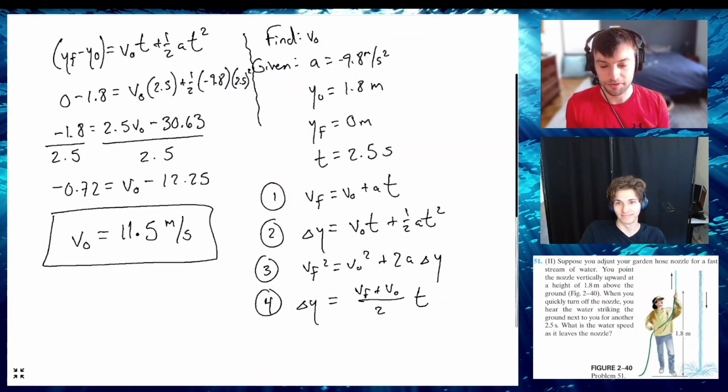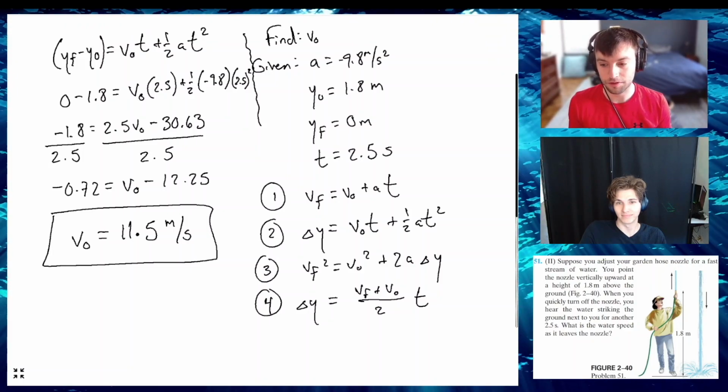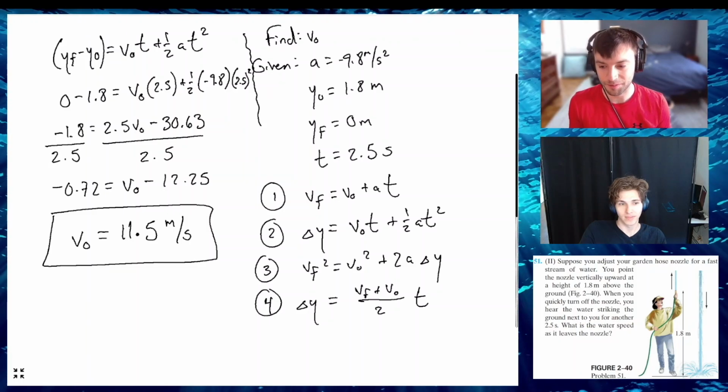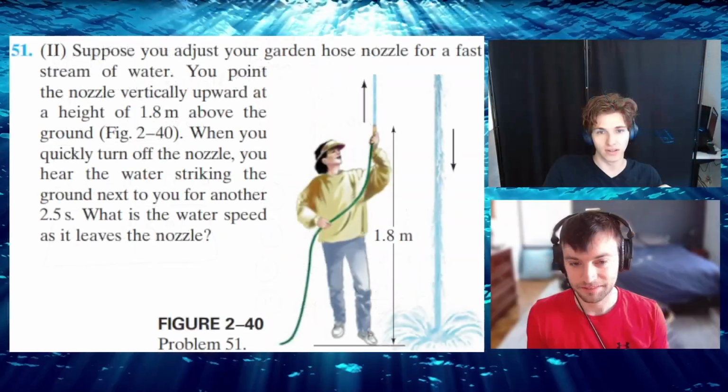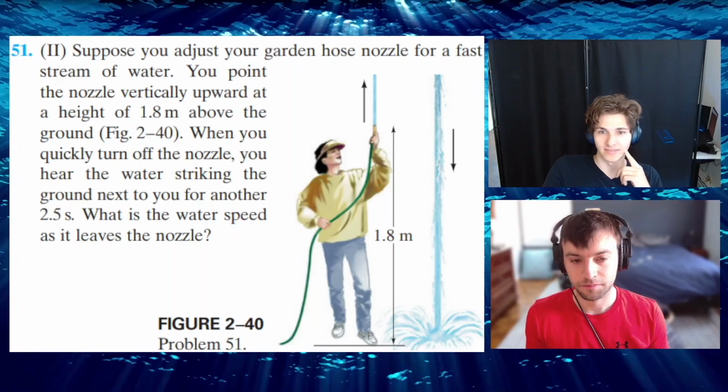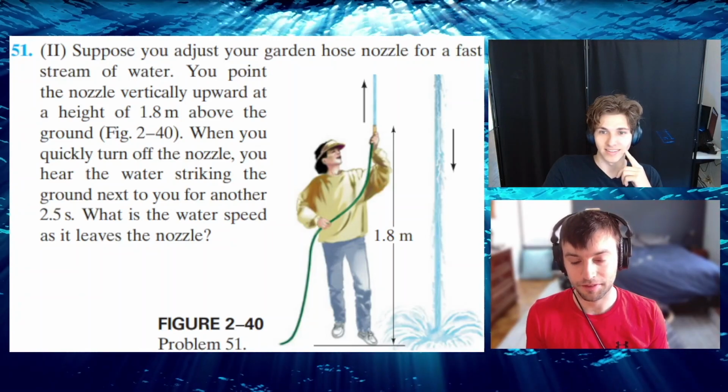So I'm just curious, did we solve the problem, or did we solve a part of the problem that we can plug in to solve another part of it? We actually solved the problem. What is the water speed as it leaves the nozzle? Oh, so we had enough to go off of for that then.